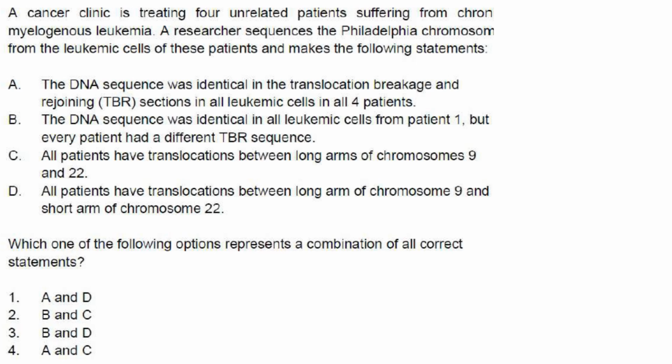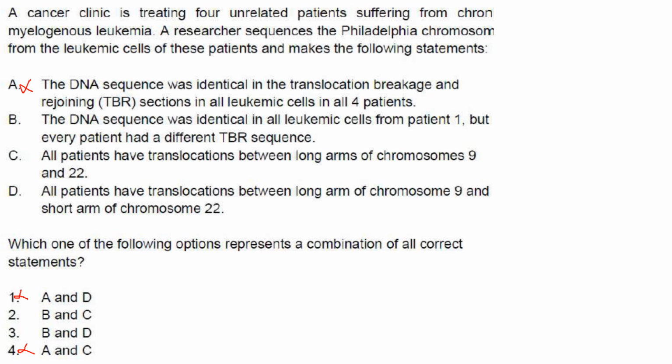Okay, now first statement. The DNA sequence was identical in the translocation, breakage and rejoining sections in all 4 leukemic patients. That is incorrect. So wherever A comes, it is not correct. So 1 and 4, no. Because the break point and sequence in the Philadelphia chromosome can vary between different patients.